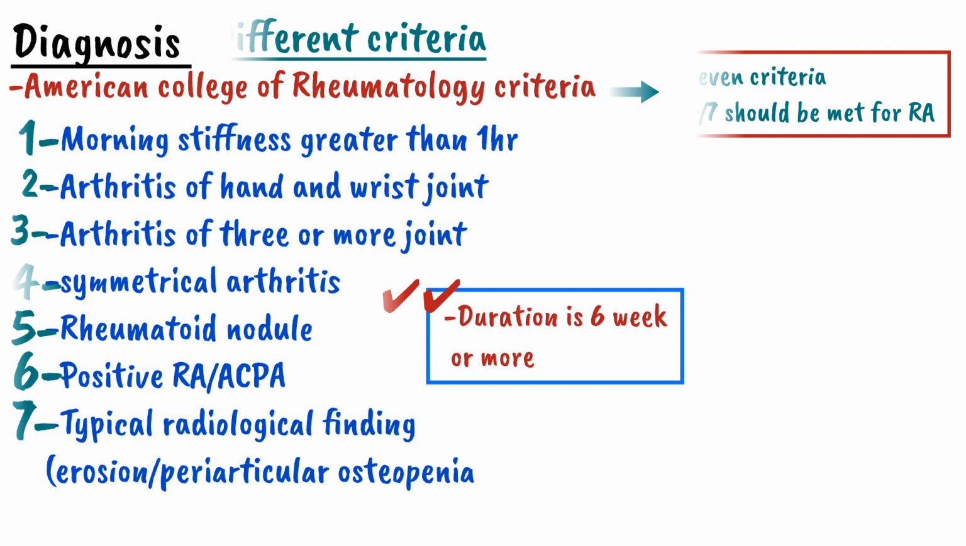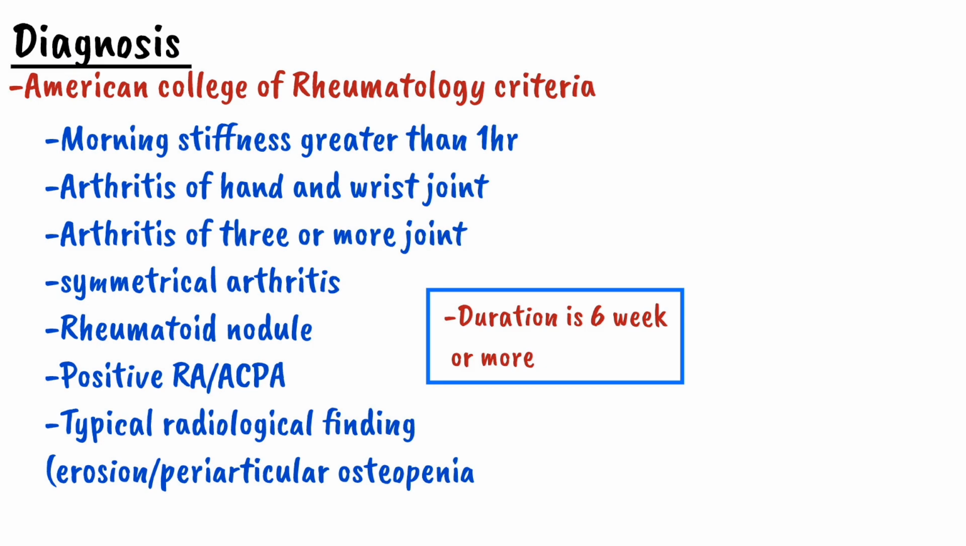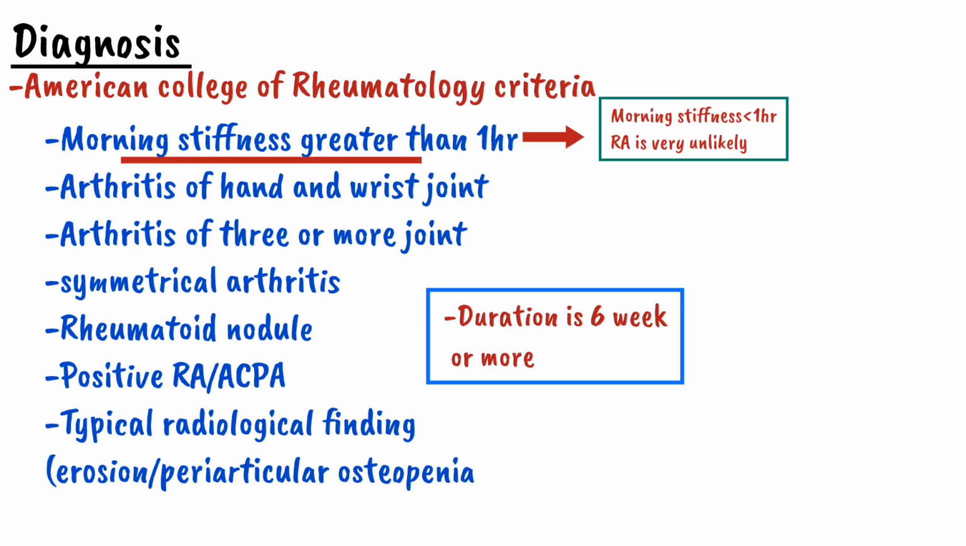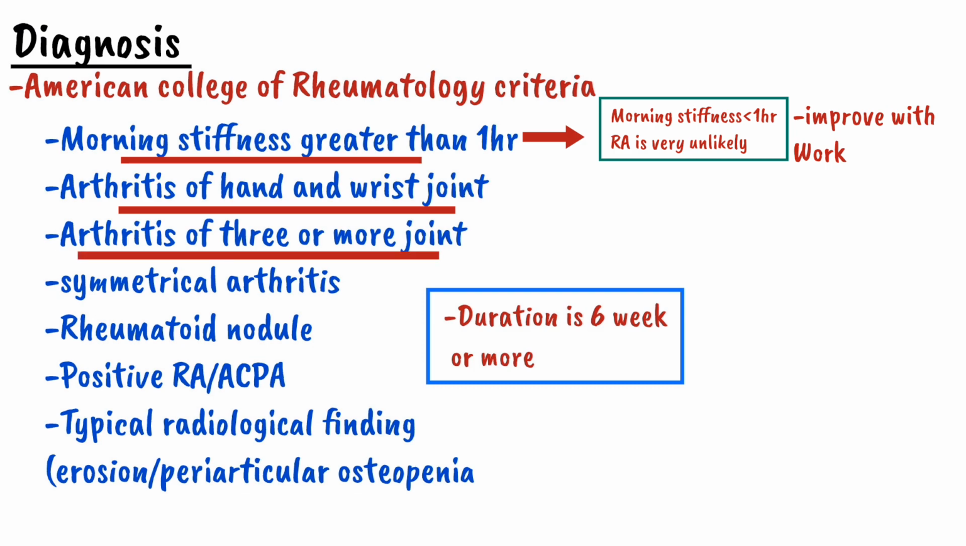Now let's study these criteria in a bit more detail because they most often come in exams. So the patient with rheumatoid arthritis should have morning stiffness which lasts more than 1 hour. If the morning stiffness lasts less than 1 hour, it's very unlikely to be rheumatoid arthritis, and the stiffness improves with work. The second one is that the patient should have hand and wrist joint involvement, and the patient should have a polyarthropathy, such that it involves 3 or more joints.